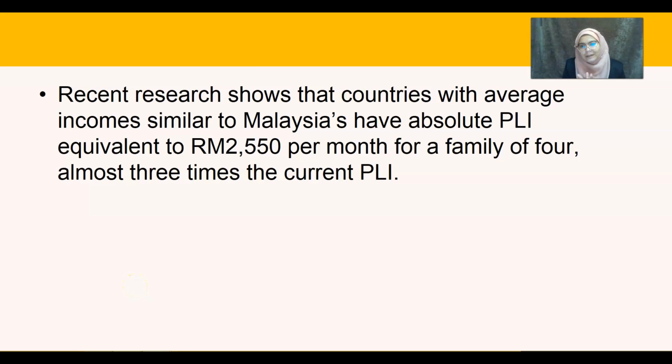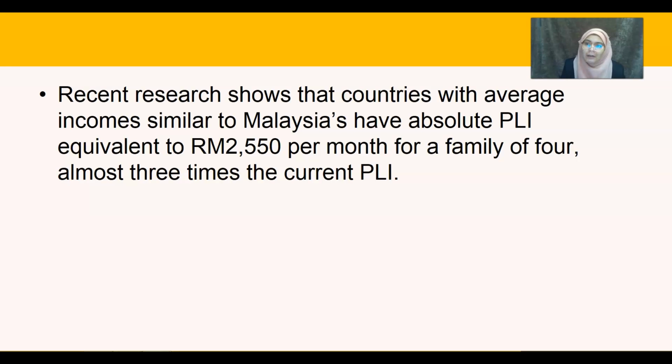Again, going back to the one from that documentary, it shows that countries with average incomes similar to Malaysia, or we can say the same status, an upper middle income country, were compared to Malaysia. They found that Malaysia has an absolute PLI equivalent to 2,550 ringgit per month for a family of four.